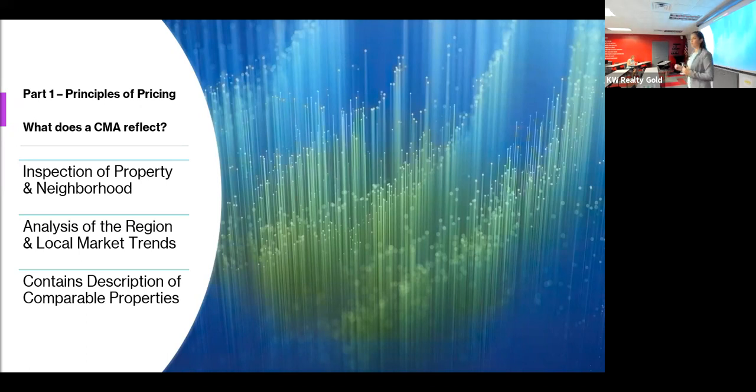Location, location, location. Because it makes or breaks a property. The same property, a half a mile apart, could be a $100,000 difference. Why? Because of the neighborhood, because of that location. So that's super important when you're going to do your CMA because you need to keep that in mind. What's going on in the region and the local market? What's our market right now?